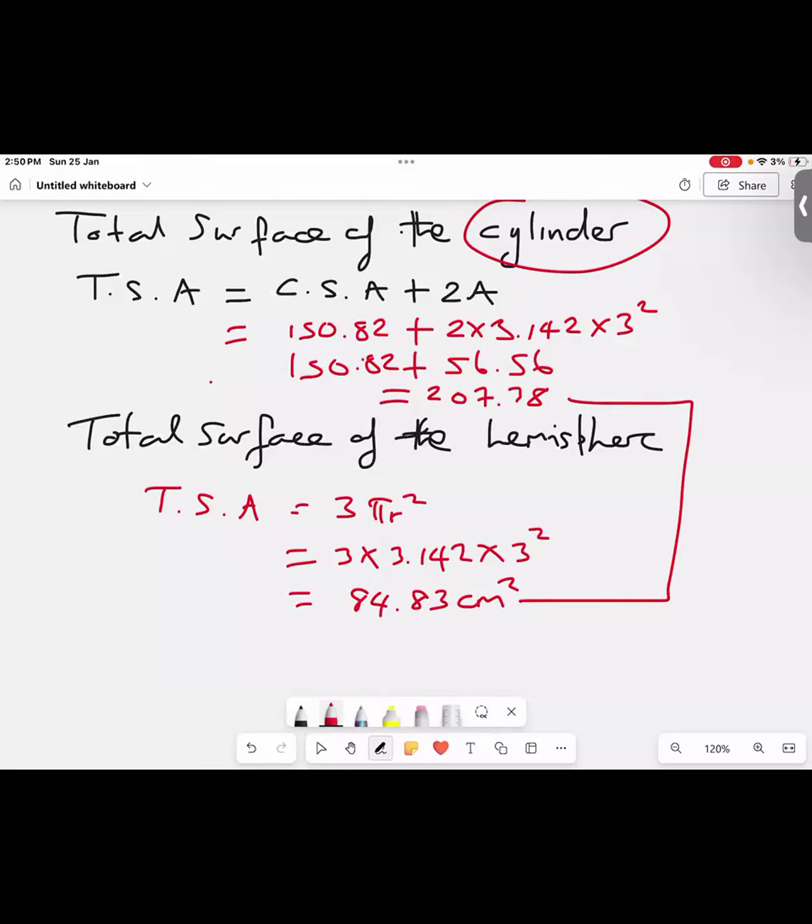And that would give 292.21 centimeters squared. All right. So that would be your answer for the whole entire question.